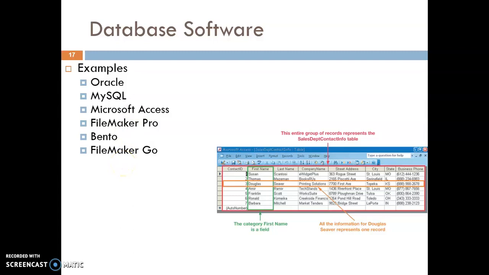Okay, traditional databases are organized into fields, records, and tables. A field is a data category such as first name. Okay, this is a field. And then a record is a collection of related fields. A table groups related records together. Okay, the example of database software that we most use is Microsoft Access.